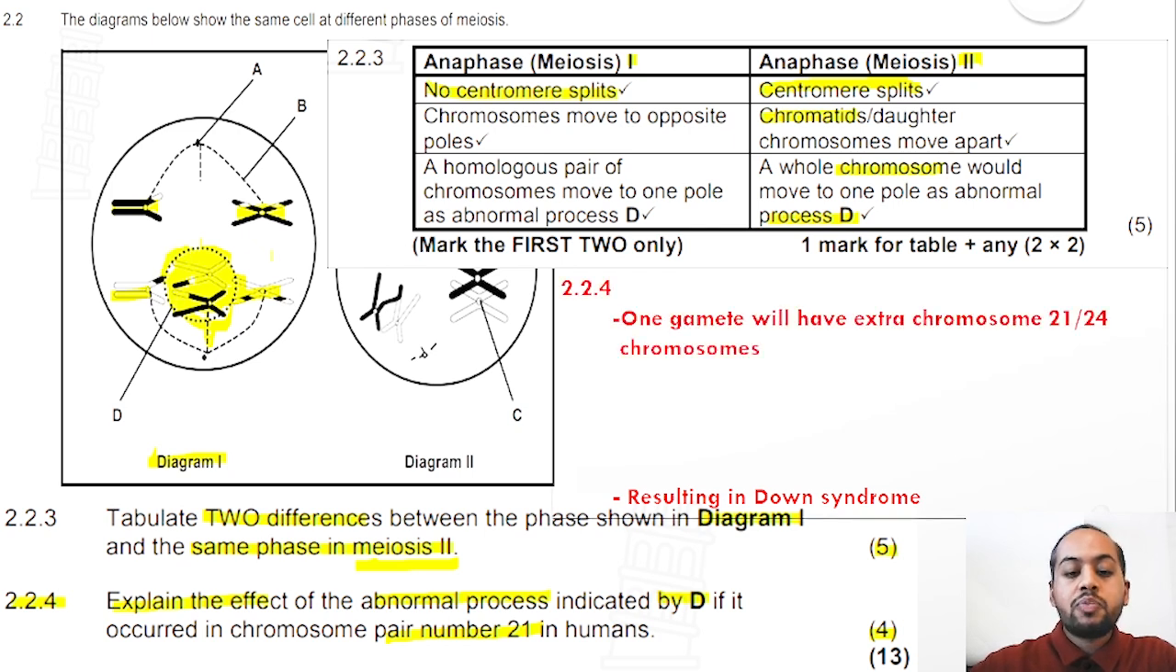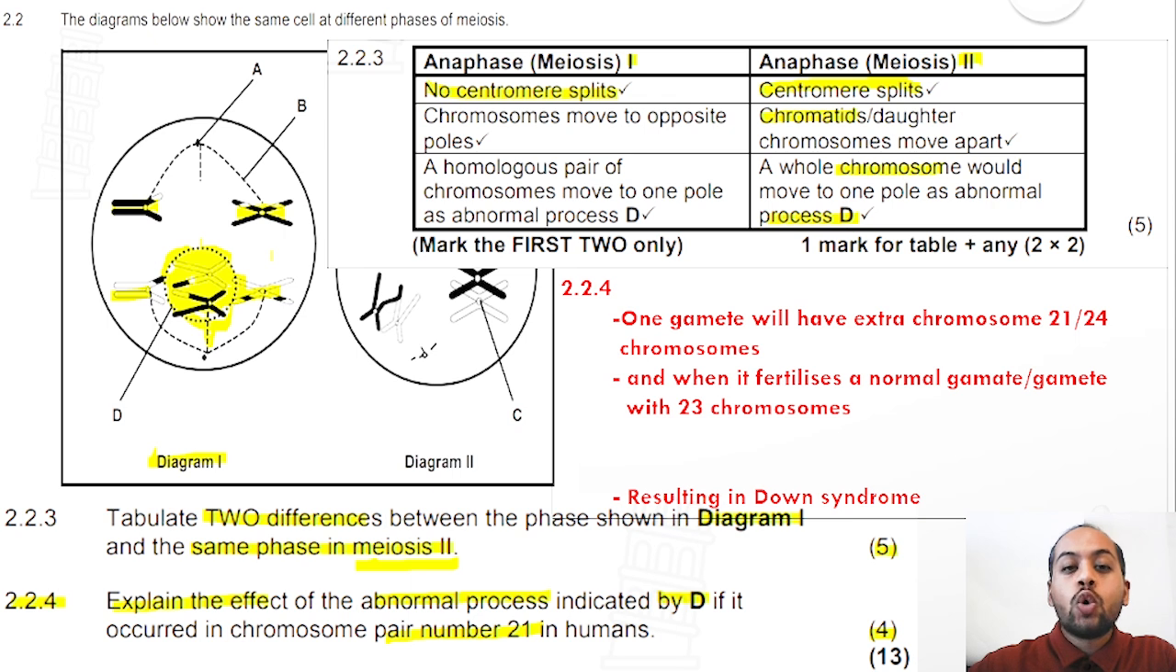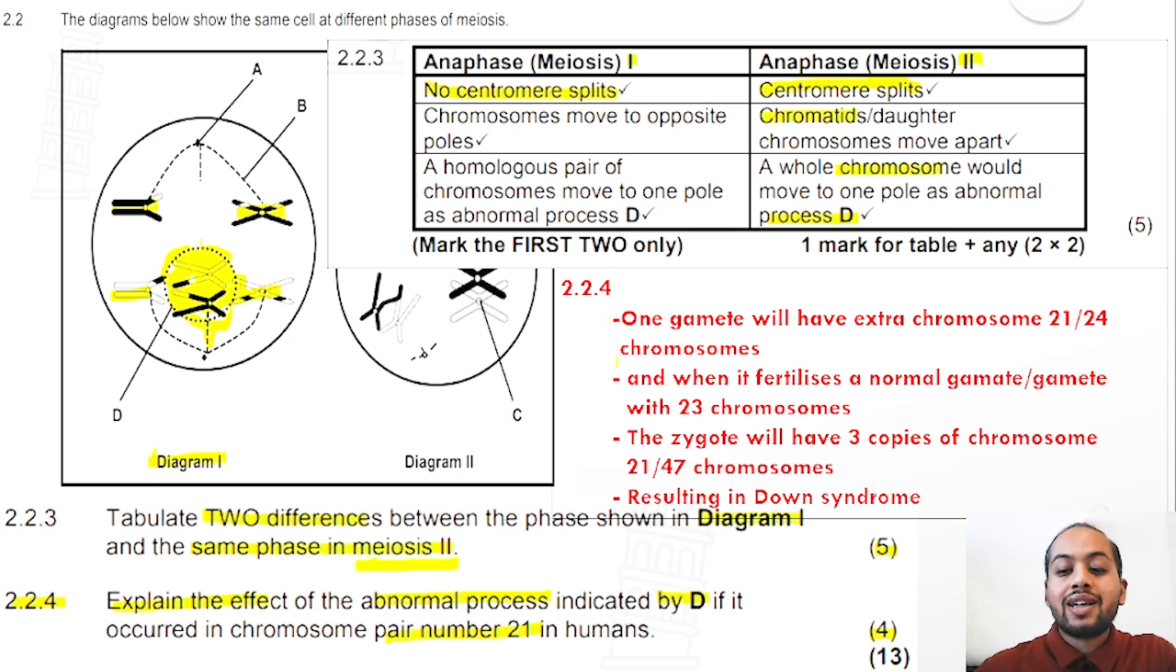So firstly, one gamete will have an extra chromosome, or it will have 24 chromosomes. And when it fertilizes a normal gamete with 23 chromosomes, then the zygote will have 3 copies of chromosome number 21, or you can say the zygote will have 47 chromosomes instead of 46. This results in Down syndrome.